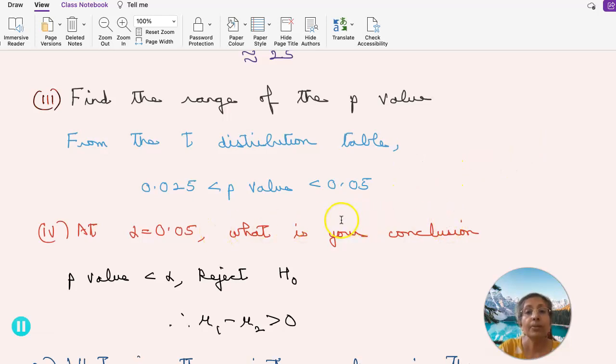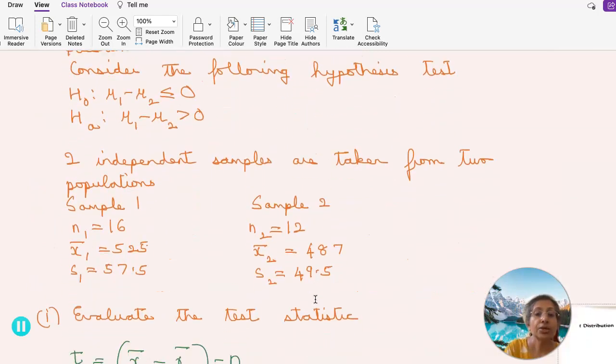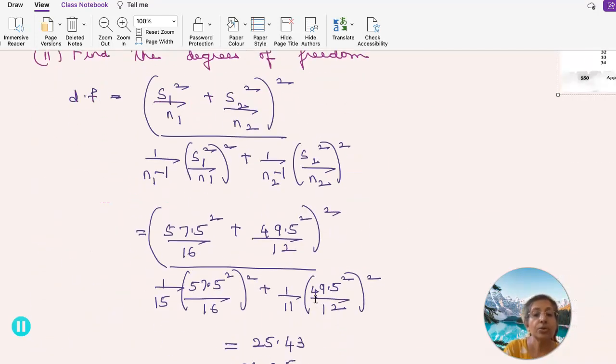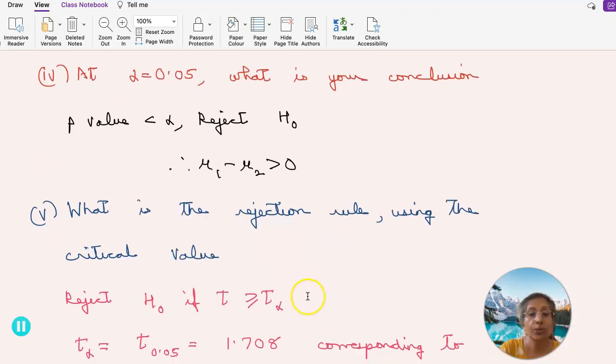And will we multiply by 2 here? No. Why do we not do that? Because it's a one-tail test. Now at alpha equal to 0.05, what is your conclusion? The p-value is less than alpha, so we reject h0. And h0 is mu1 minus mu2 less than or equal to 0. So mu1 minus mu2 is not less than or equal to 0. That means it is greater than 0.